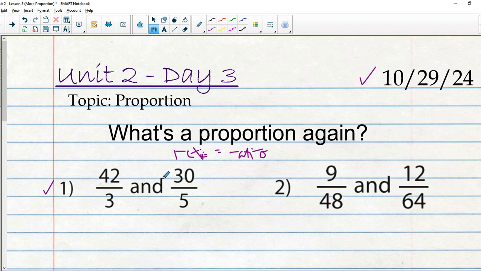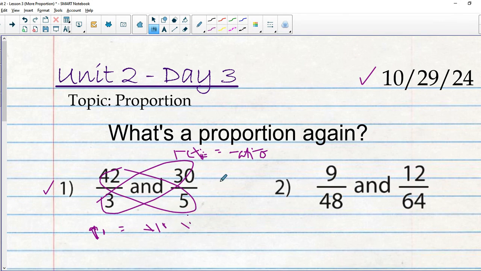So here's what we're going to do. We're going to take 42 times 5, and then we're going to do 3 times 30. Now 3 times 30 is 90. And let's see, 42 times 5, let me go to my calculator. 42 times 5 is 210. So a significant difference. So are these two ratios in proportion? No, they're not in proportion.